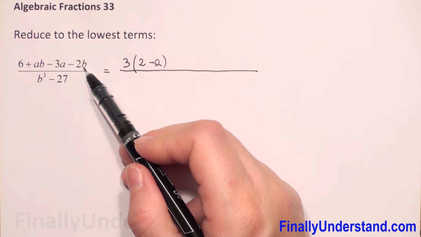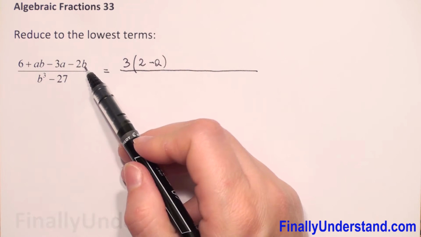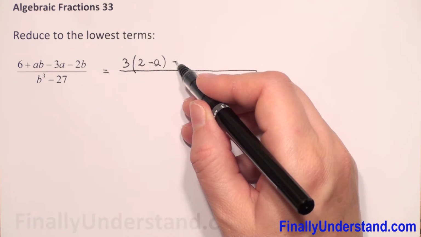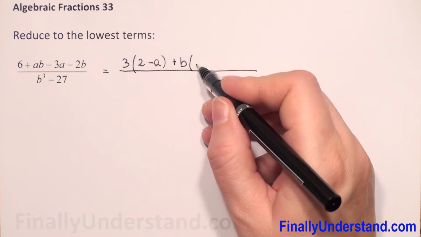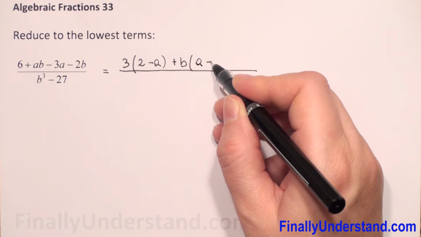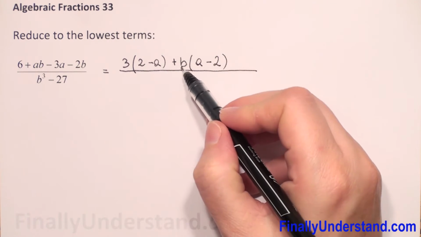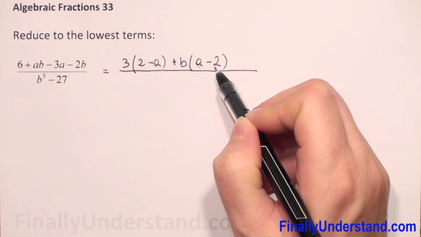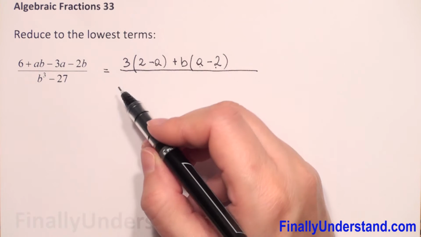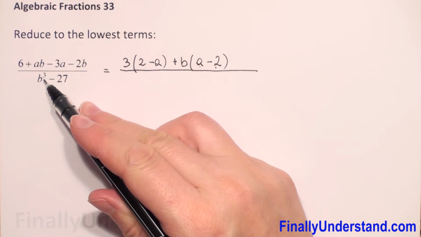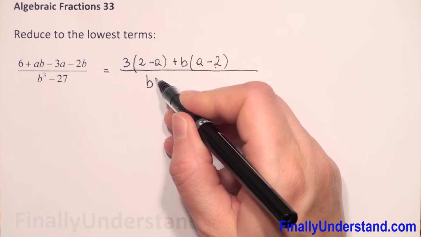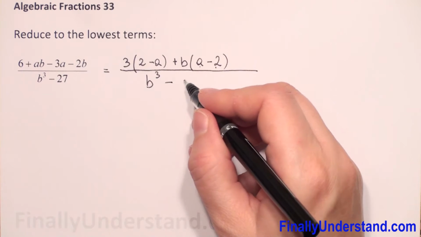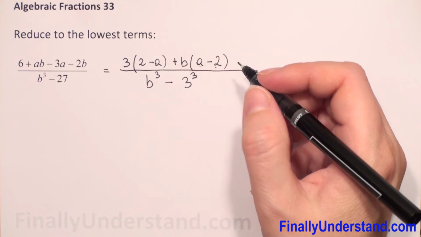We can factorize b from these two expressions, so plus b, and in parentheses we will have a minus 2. Yes, b times a is ab and b times negative 2 is negative 2b. Okay, and next our denominator, we have b cubed minus 27. We know that we can rewrite 27 as 3 to the third power.